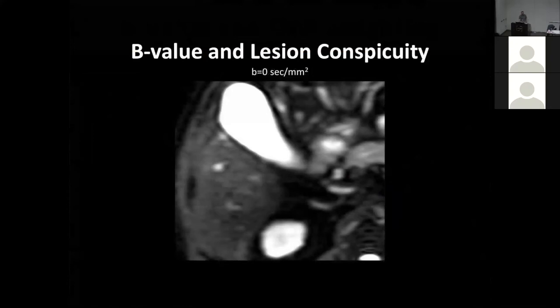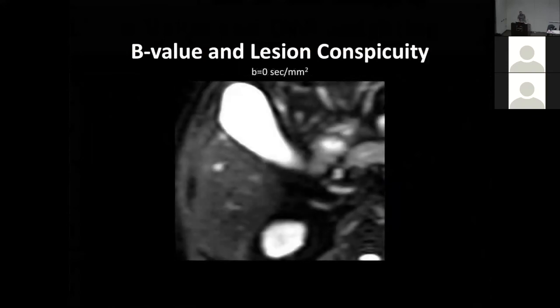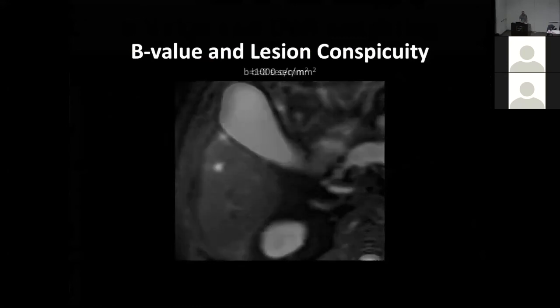Can anyone see the metastasis here? B-value equals 0, hard to be sure. We go to a b-value of 1,000, and we see that there's not only one metastasis, there's two. And so you might have guessed that this was a metastasis, but I'd be willing to bet not a single person in this room thought that was a metastasis, and yet there it is.